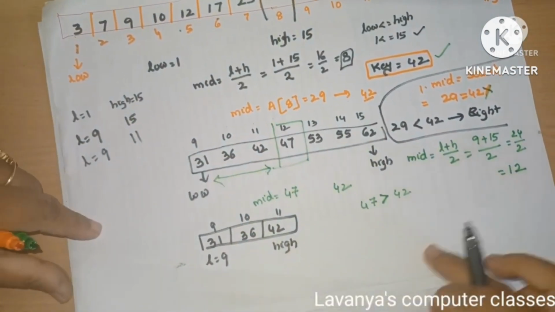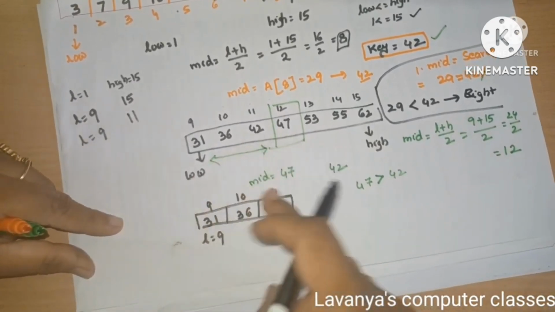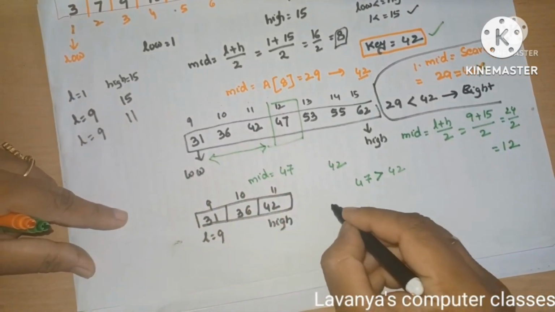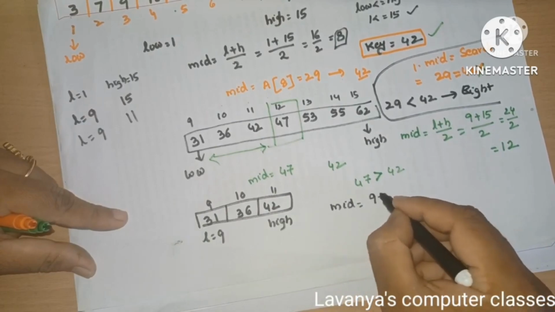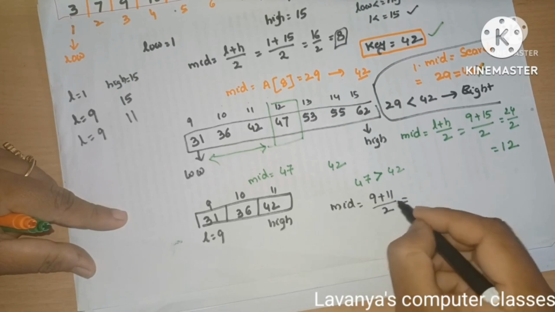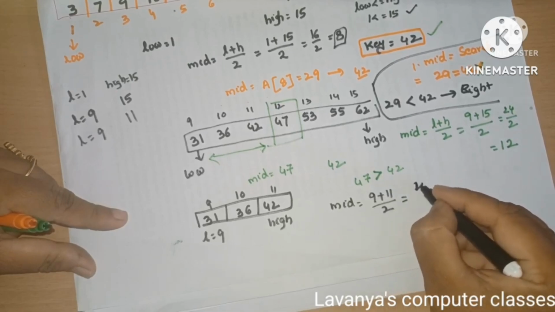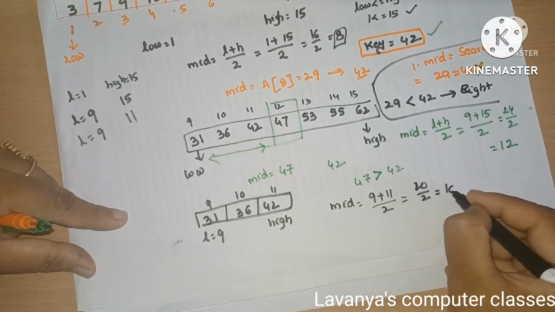Okay? Again we have to do the same procedure. Apply the divide and conquer method again. Again we calculate mid. Low plus high means 9 plus 11 by 2. 9 plus 11 is 20. 20 by 2, that is 10.